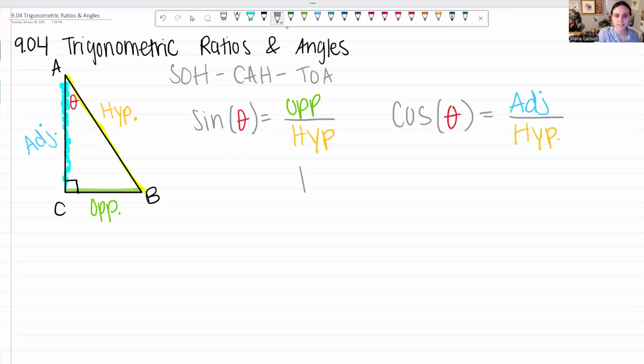And lastly, the tangent of that angle theta does not involve the hypotenuse. That is simply the opposite over the adjacent.